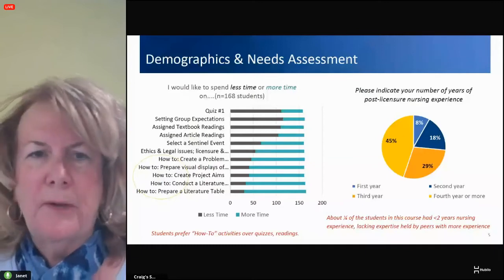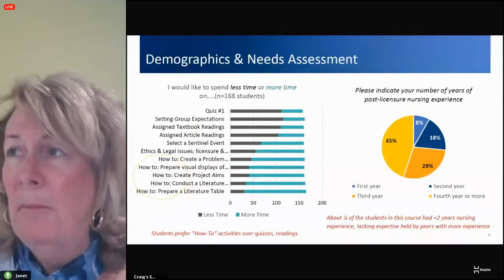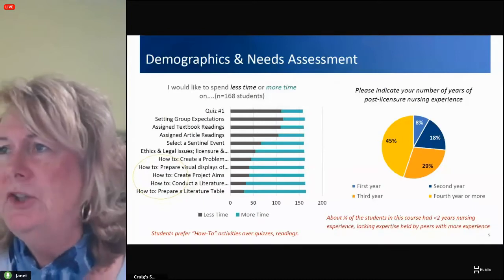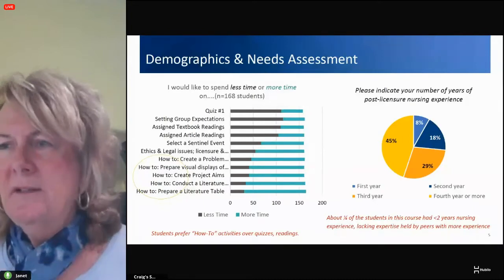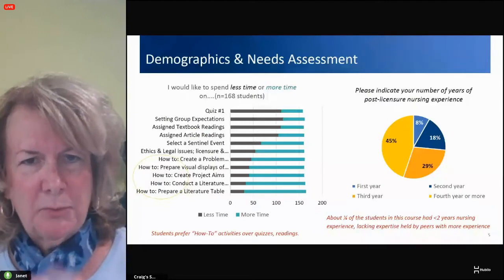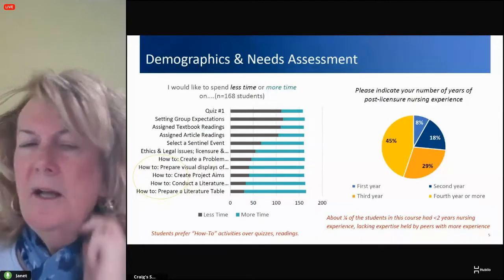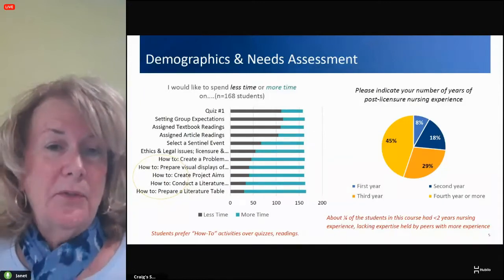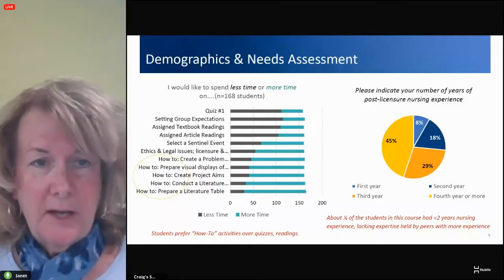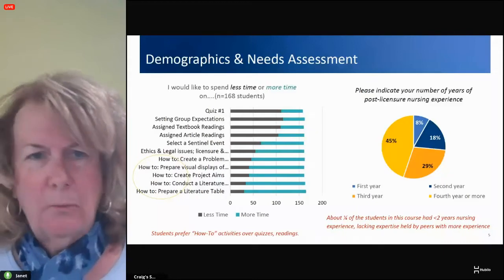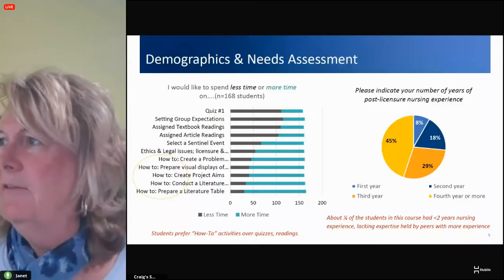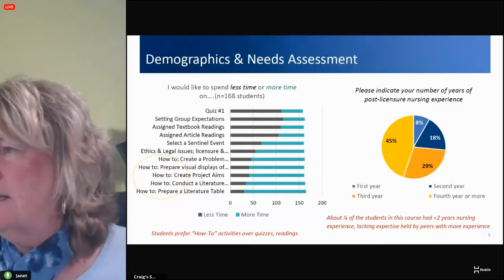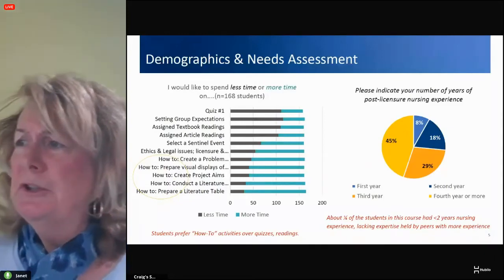The darker bars represent they want less time on quizzes, less time setting up group expectations and readings. Then scrolling to the bottom of these bars where you see more turquoise, you'll note that most of these things are all how-tos. So the students really seem to like, time and again, no matter what the course, when I assign them how-to activities.